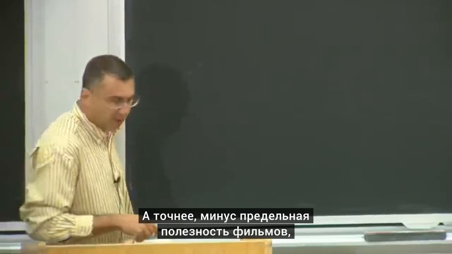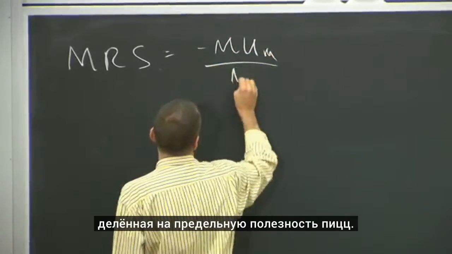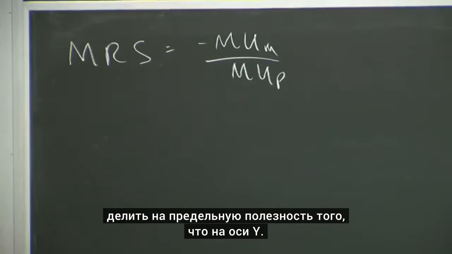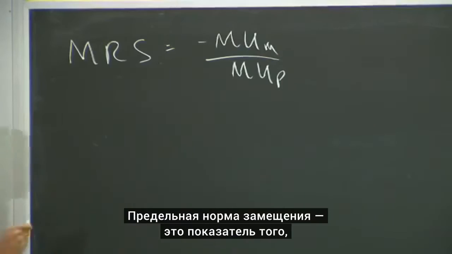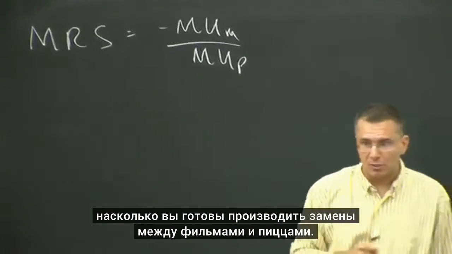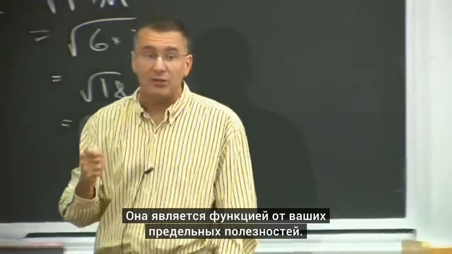Mathematically, what was it in terms of utility? Does anyone remember? Yeah, it's the ratio of the partials, the ratio of the marginal utilities, right? In particular, it's the negative of the marginal utility of movies over the marginal utility of pizza. Remember, it's the negative of the marginal utility of the x-axis good over the marginal utility of the y-axis good. So the marginal rate of substitution is the rate at which you're willing to substitute between movies and pizza, which is a function of your marginal utilities.